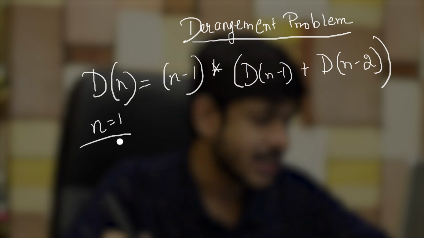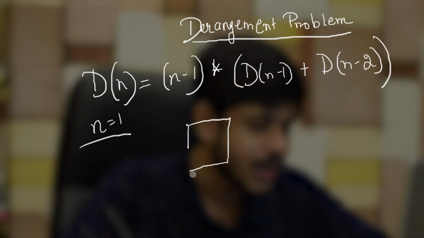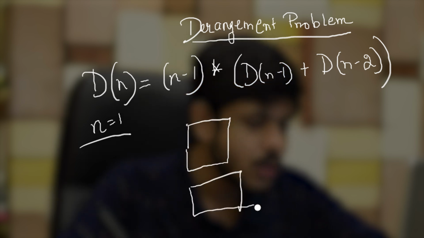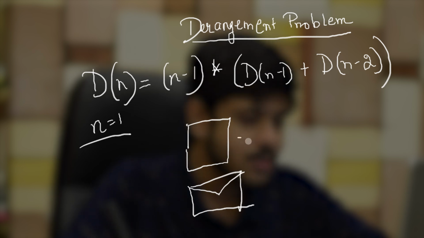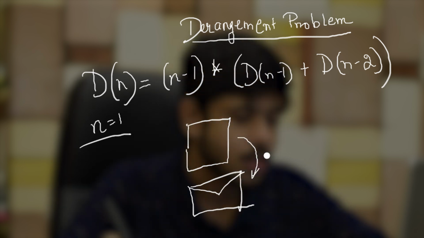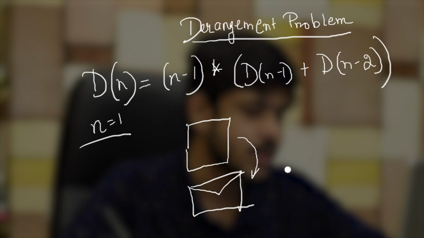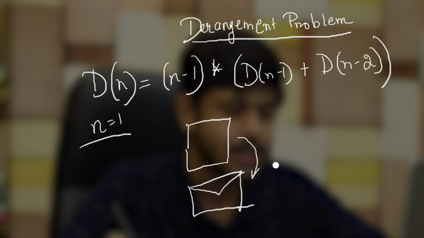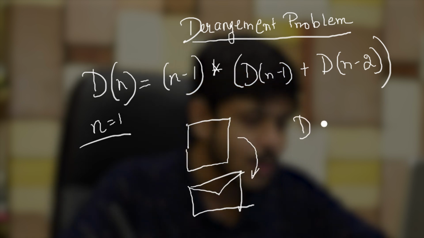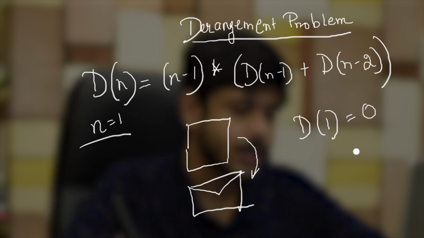What would n equal to 1 imply? n equal to 1 would definitely stand for one letter. Now, if there was only one letter and one envelope, then in how many ways could you possibly arrange the letter into envelopes such that none of the letters goes into its correct envelope? Obviously, there would be no such arrangement at all, right? If there's only one letter and one envelope, there wouldn't be any possible way to have a derangement. Which just goes on to say that D1 would most definitely be 0, correct?